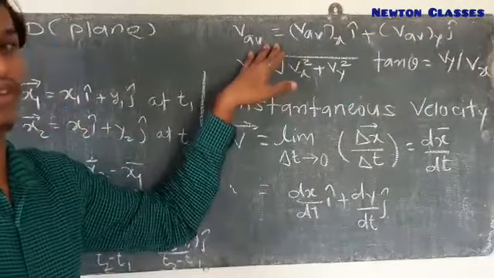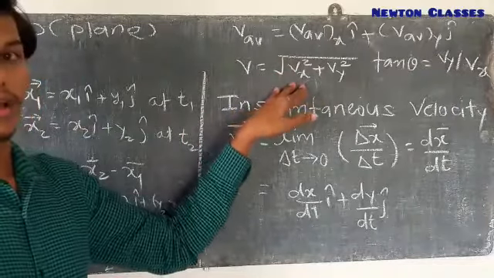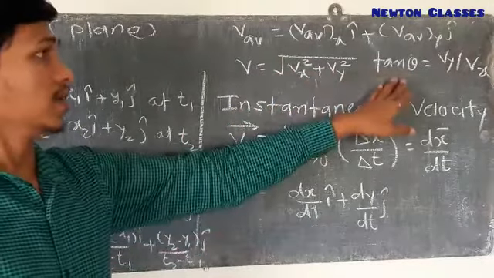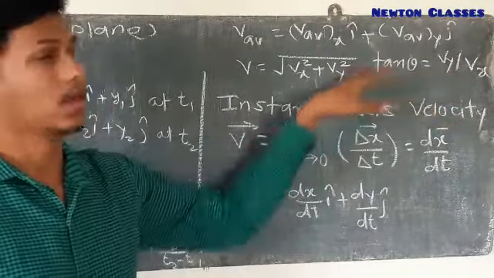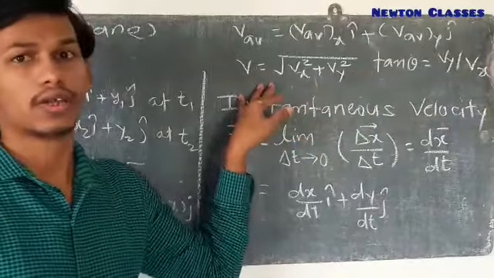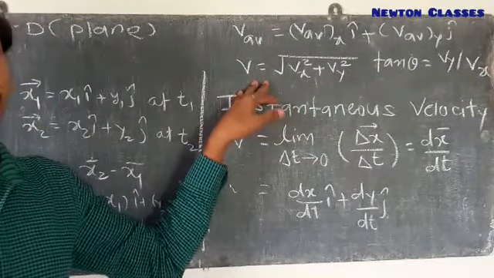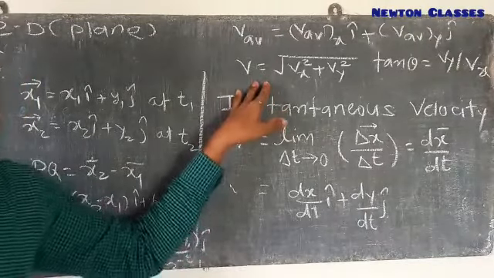Now we know the magnitude of a vector is calculated as the square root of the square of the i component plus the square of the j component, and the direction is denoted by tan theta equal to vy upon vx. These concepts we have already studied in the second topic, mathematical methods in physics. You can watch that video and then come here.